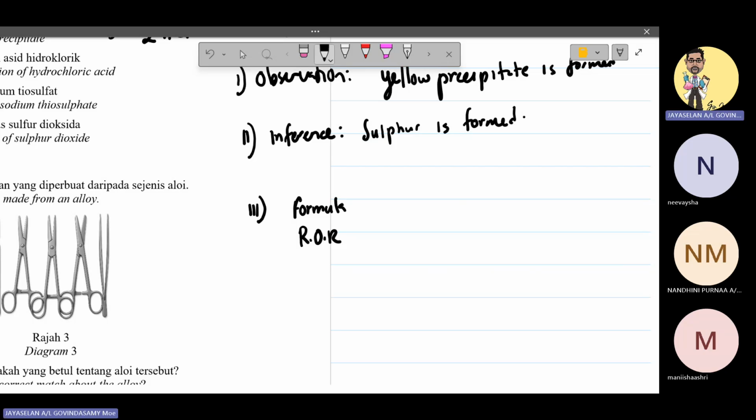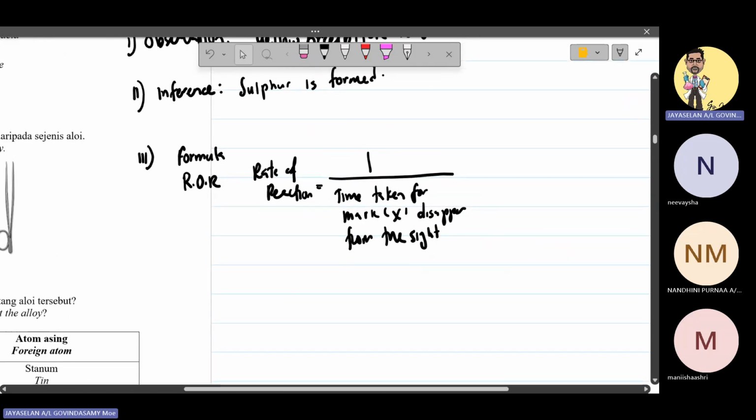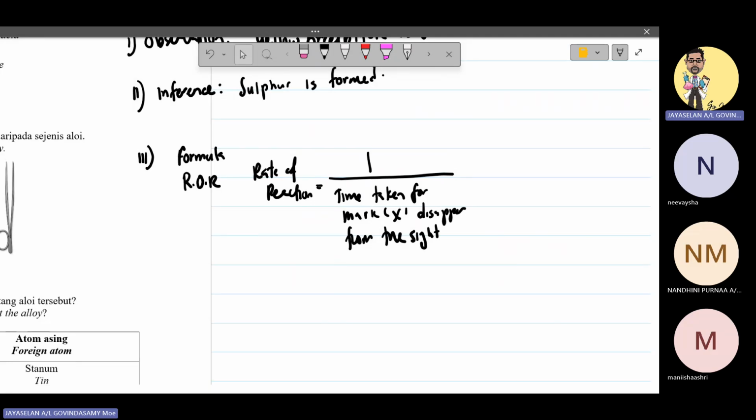Rate of reaction, you all put 1 over time taken for the mark X to disappear from the sight. Time taken for the mark X to disappear. Any question? This is the definition formula for the rate of reaction for this experiment. You must memorize this formula. The formula is in the book.